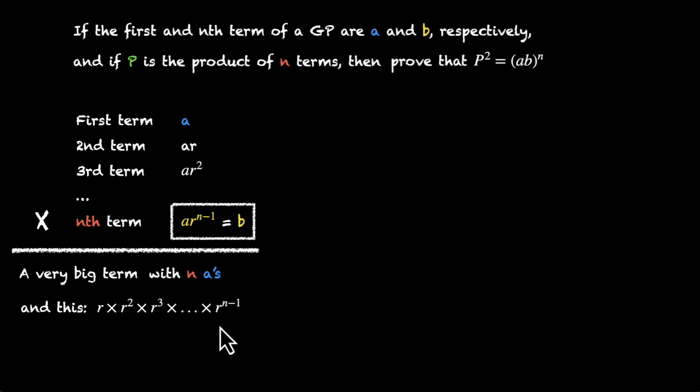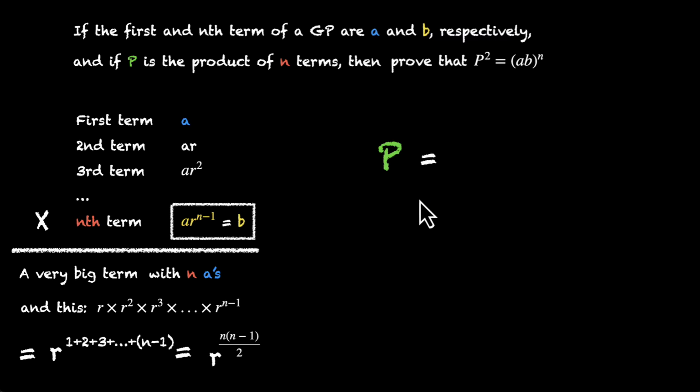Now the base is the same, so if you multiply them, we can add the powers. We can do this: r to the power 1 plus 2 plus 3 plus so on up to n minus 1. And notice something familiar? We're solving a GP problem, but here we need to use the formula for the sum of n terms of an AP. These are the first n minus 1 terms. This is going to be r to the power n(n minus 1)/2. Okay. So if you multiply this with n a's, that means a to the power n, we should be getting p. So I think we have the raw material for p. Let's combine them and get to p.